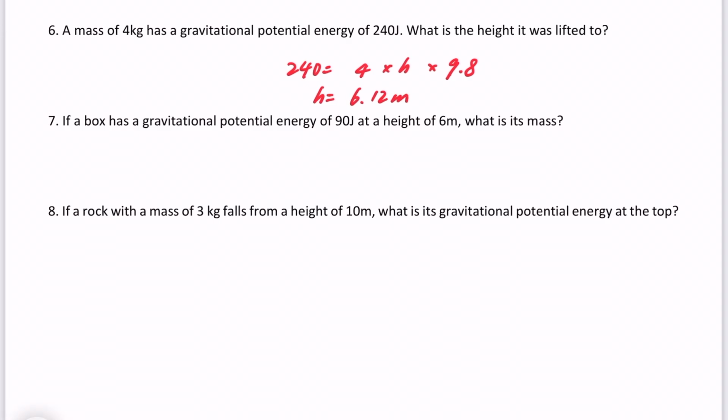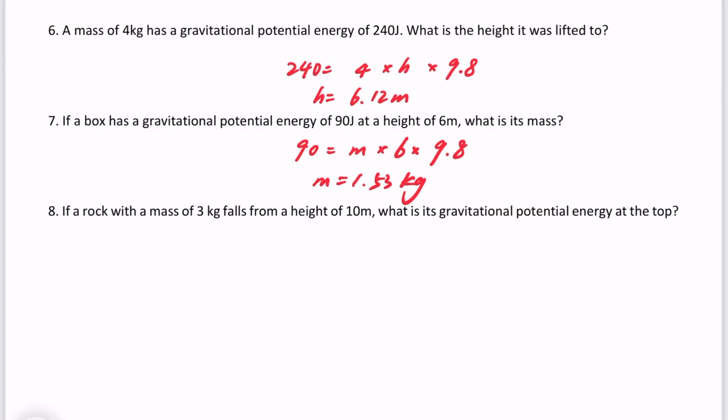For question 7, it says, if a box has a gravitational potential energy of 90 joules at a height of 6 meters, what is the mass? 90 joules, that's the gravitational potential energy. The mass is what we don't know, the height is 6, and the gravitational field strength is 9.8. Rearranging the equation, we get the mass equals 1.53 kilograms. And then let's move on to the last question.